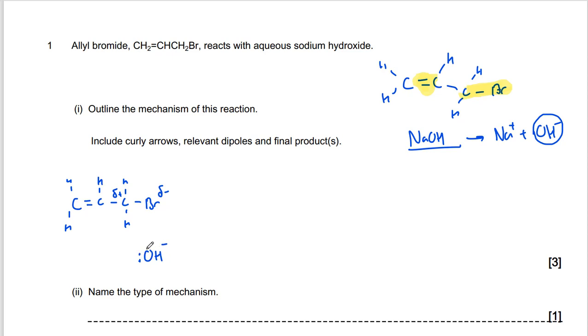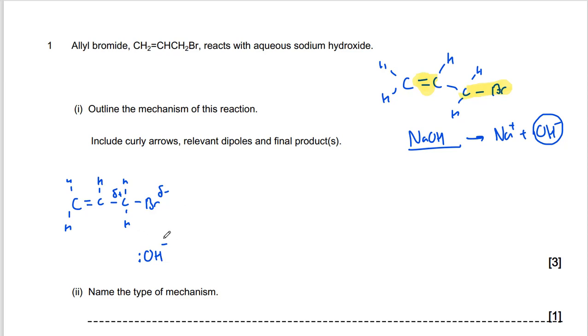The lone pair of electrons should be on the oxygen. Okay, so just be wary of that. And all we're doing is substituting. Now, substituting is very, very straightforward. We're adding the OH minus and we're taking off something else. The thing we're going to take off is the bromine. So we're going to get rid of the bromine and we're going to add on the OH instead. So that's why it's a substitution mechanism. One goes in, one goes out.